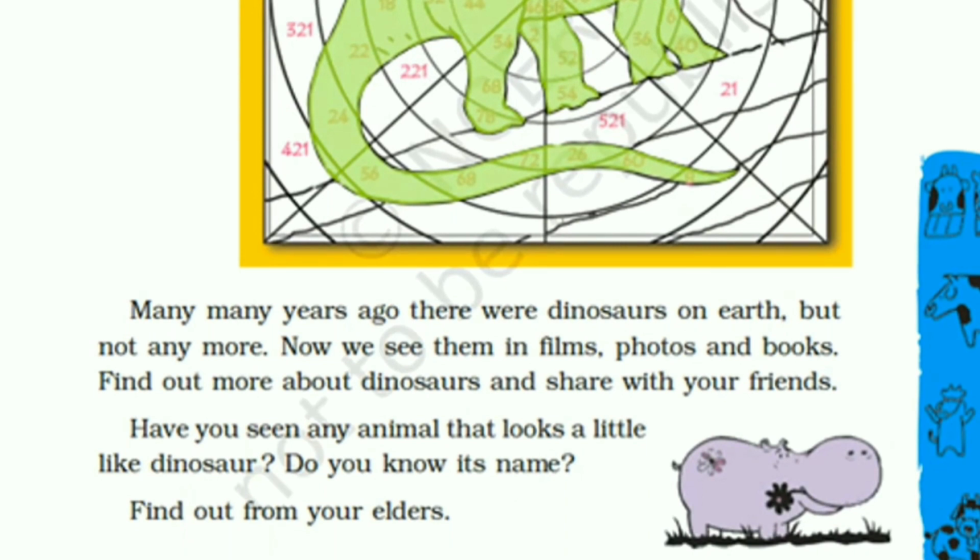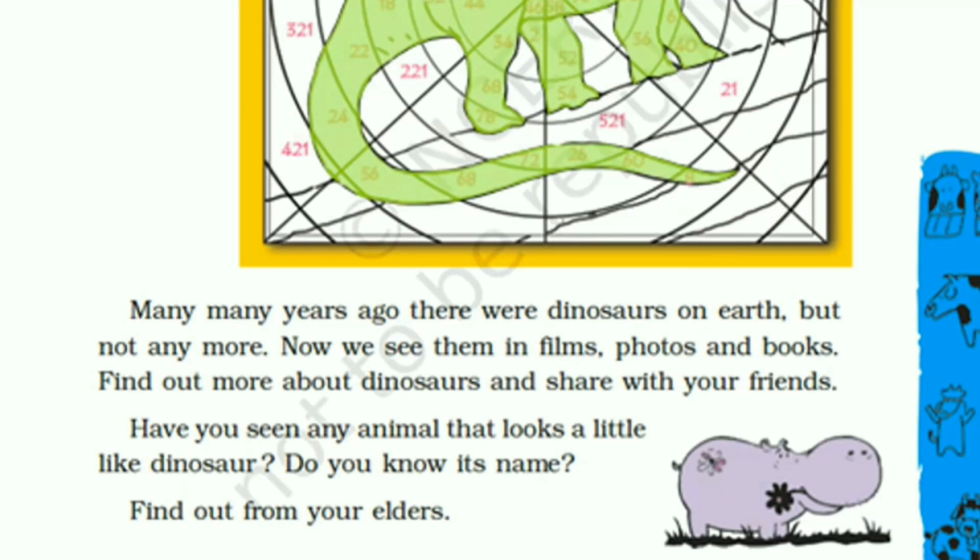So many years ago there were dinosaurs on earth, but not anymore. Now we see them in films, photos and books. Find out more about dinosaurs and share with your friends. Have you seen any animal that looks like a dinosaur? Do you know its name? Find out from your elders. This is an animal which looks like a small dinosaur.